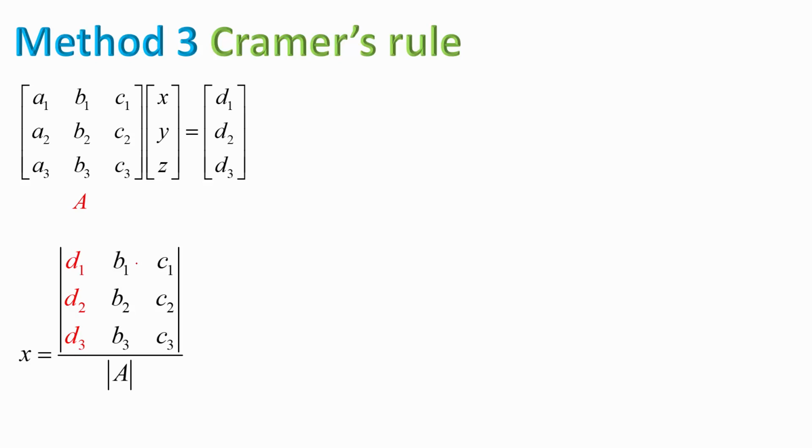To work out the value of x, it's the determinant of that 3 by 3 matrix divided by the determinant of matrix A. Now, that 3 by 3 matrix is our original matrix A, but you can see what's happened. Column 1, which contains the coefficients of x in each equation, has been replaced by this column, D1, D2, D3. Can you predict what the corresponding expression for the solution for y is going to be?